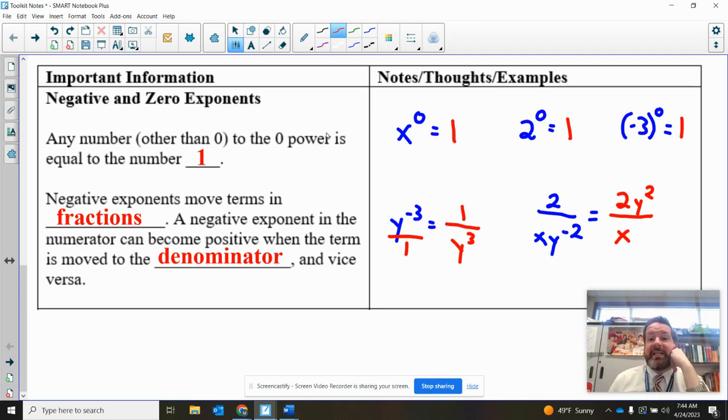So those are the two big ideas. Exponent of 0 just gives you 1s, and negative exponents flip terms in the top to the bottom, and the bottom flipped to the top.